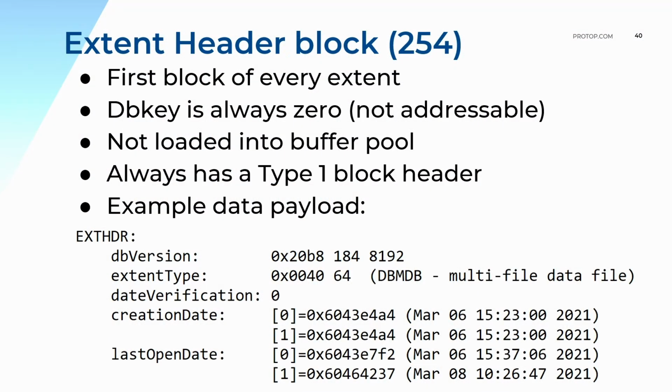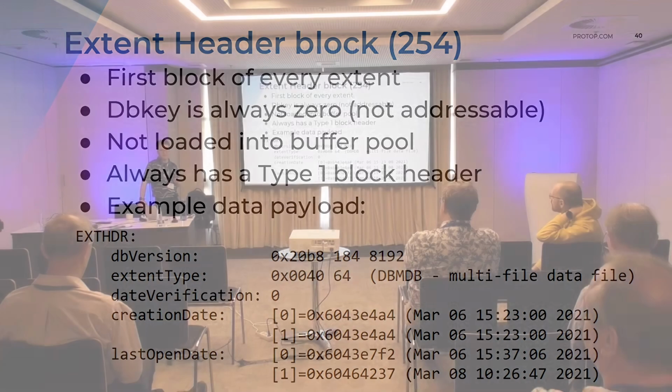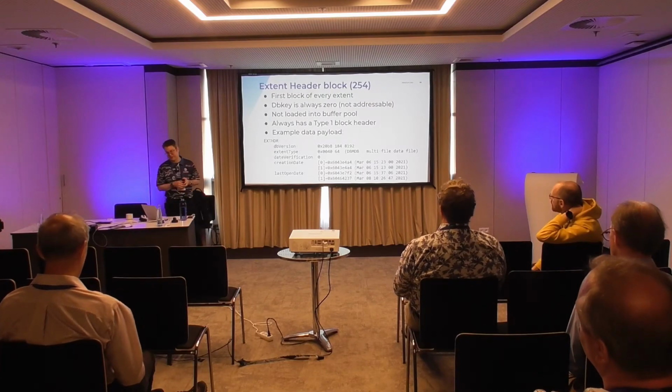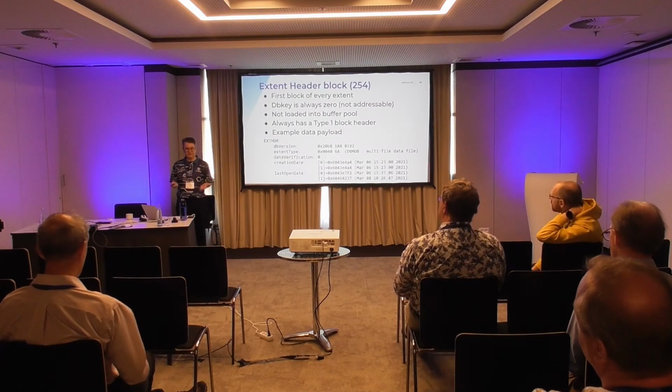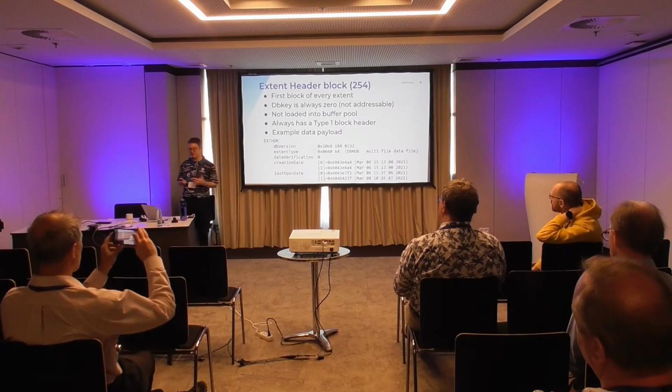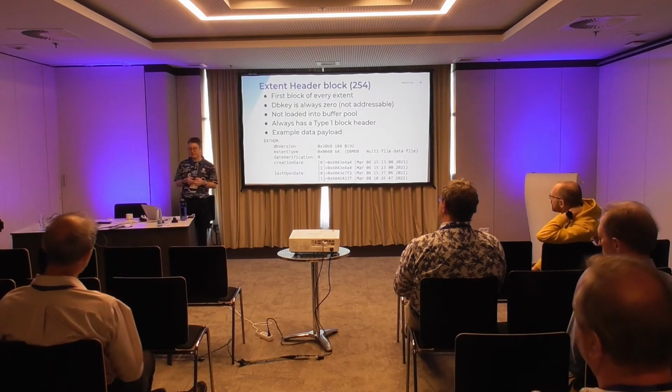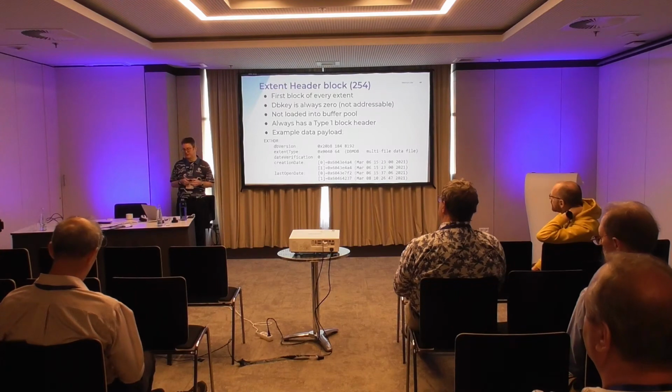Extent header blocks I mentioned earlier. They're the first block in every extent. They're a little weird. They have a DB key, and it's always 0, even if there are multiple ones of them in the same area. So really, they sit outside of the address space. They're not read into the buffer pool. They're just sort of a housekeeping block that the database uses to ensure integrity.